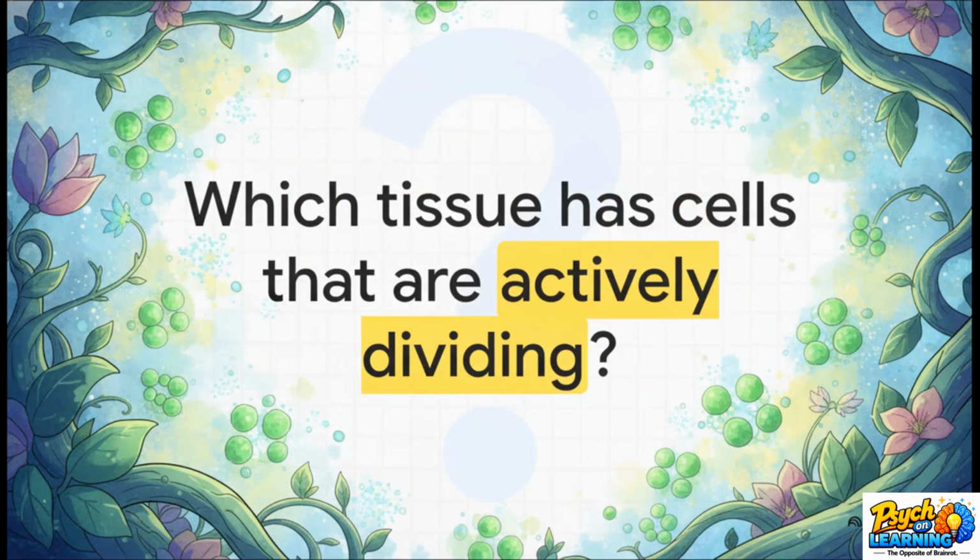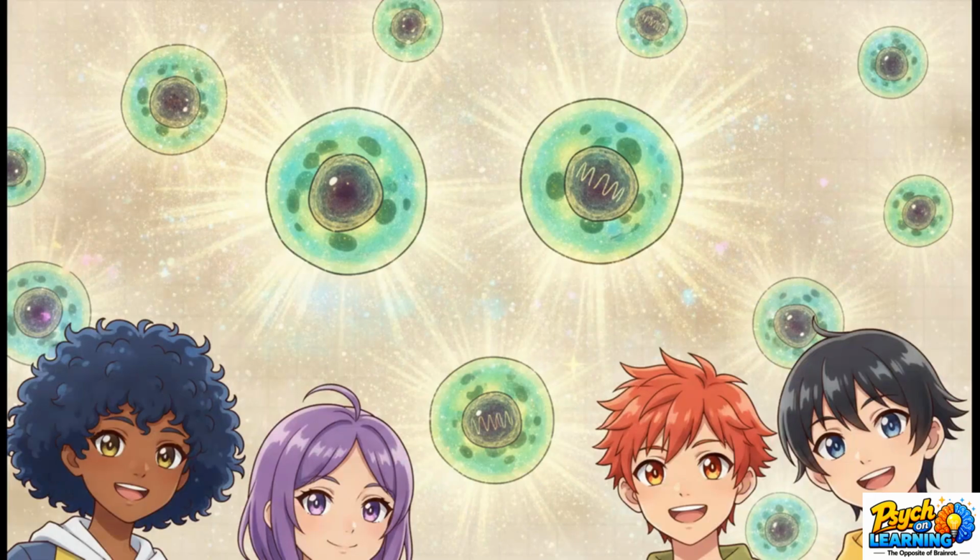Let's move right along to the next question. Question 2. Which magical plant tissue is full of energetic young cells that are tightly packed and constantly dividing to help the plant grow? Take 5 seconds. You got it. That is the meristematic tissue. Those are the busy little cells responsible for all the brand new growth in the plant.